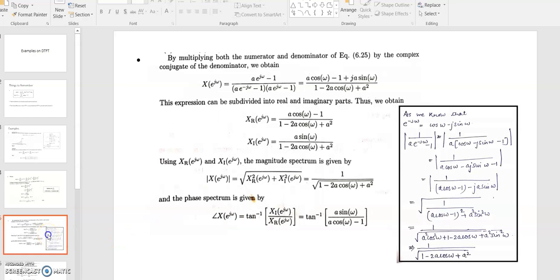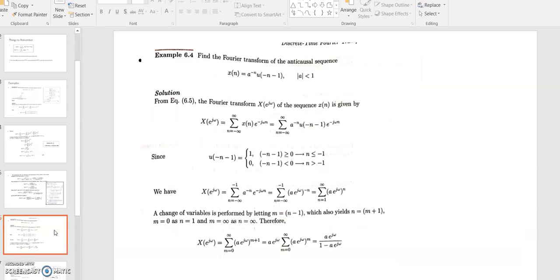Here we have applied that approach and calculated the magnitude spectrum of DTFT, and this is 1 upon under root of 1 minus 2a cos omega plus a square. You can also understand how we have calculated the magnitude spectrum, right? Now come to the next slide.